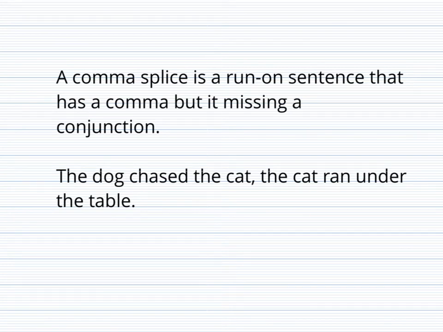A comma splice is another common error in writing. It's a run-on, and it has a comma, but it's missing the conjunction. So in our sentence here, the dog chased the cat, the cat ran under the table. This is a complete thought. This is a complete thought. The cat ran under the table. We have our comma right here, but we're missing our coordinating conjunction. That's called a comma splice. You can remember because it has the comma, but no coordinating conjunction.